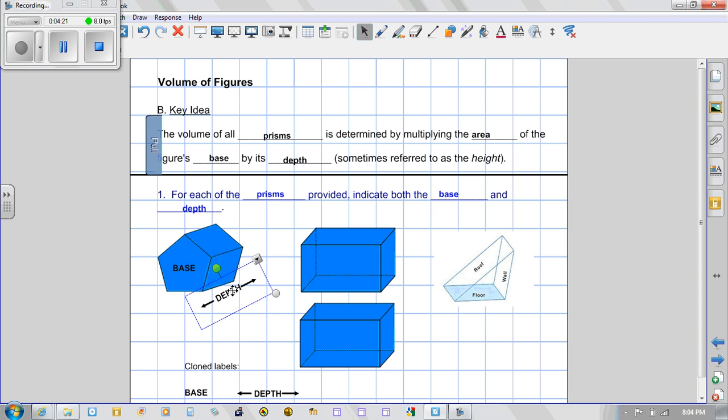So the volume of that pentagonal prism is going to be the area of this base multiplied by the depth. Let's have a look at this particular prism. It's a rectangular prism, and we can identify the base in two different cases. We could refer to this bottom, or the top for that matter, as being the base. Its depth then would be the height.